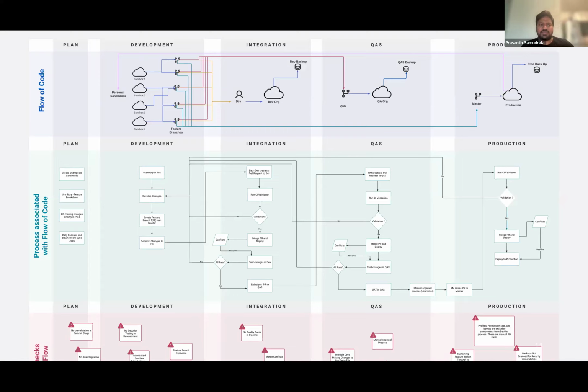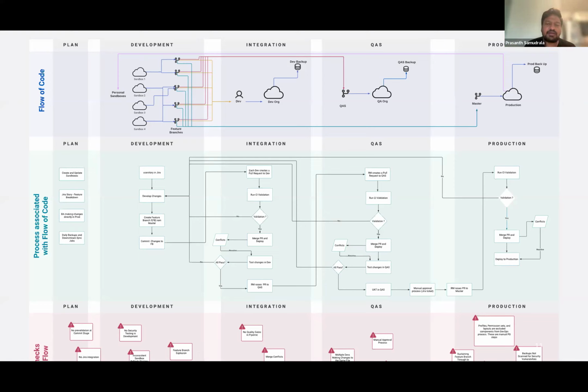What you're able to see here is on the top, you have your typical Git flow. The typical Git flow is where you have your sandboxes. The sandboxes connect to a version control system, and from that version control system, you move code forward to your integration sandbox, to your QA sandbox, and finally to production. And you can see we are mapping that flow of code to the process.